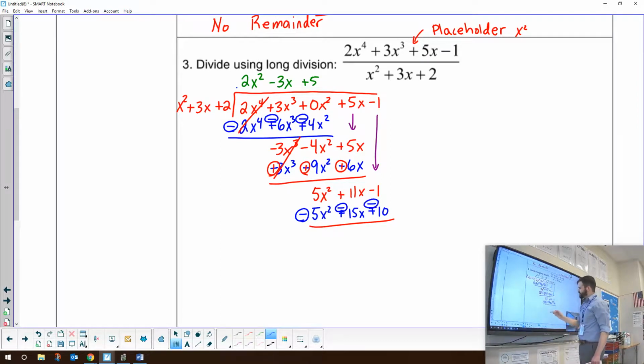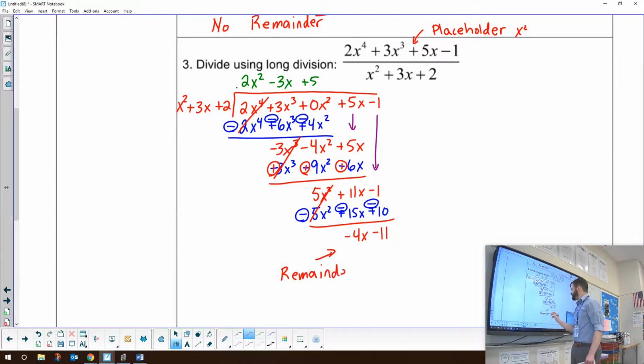So now, we subtract. 5x squared minus 5x squared is 0. 11x minus 15x is negative 4x. Negative 1 minus 10 is negative 11. Okay, here's the deal. X squared cannot go into 4x. It's too big now. So this is now just a remainder. So this is my answer, but this is my remainder.